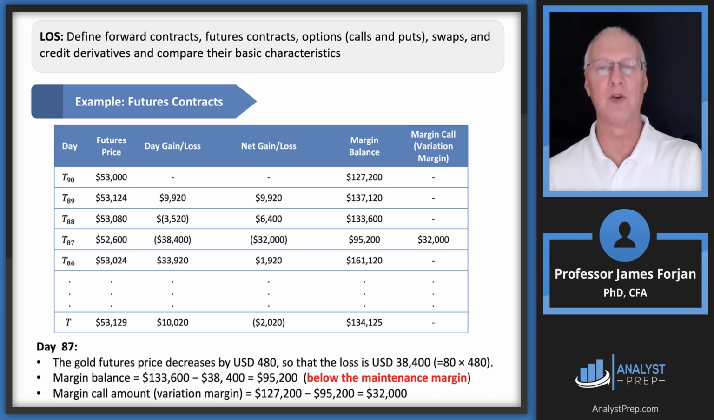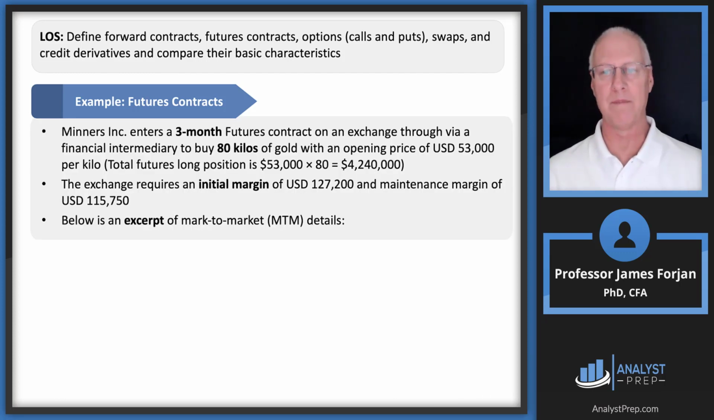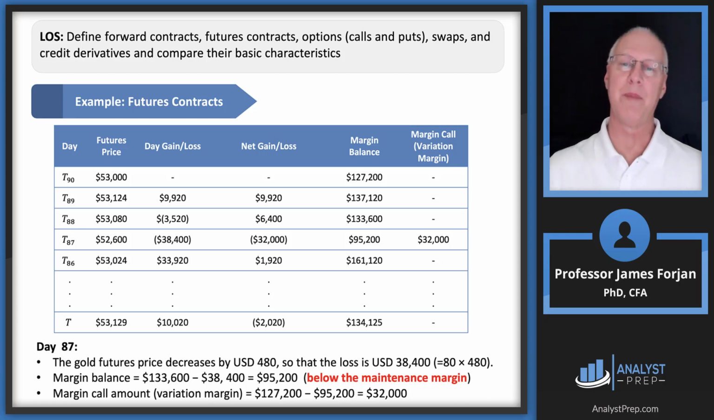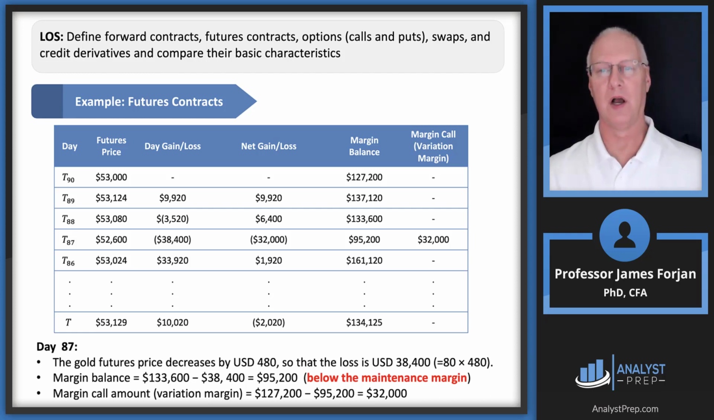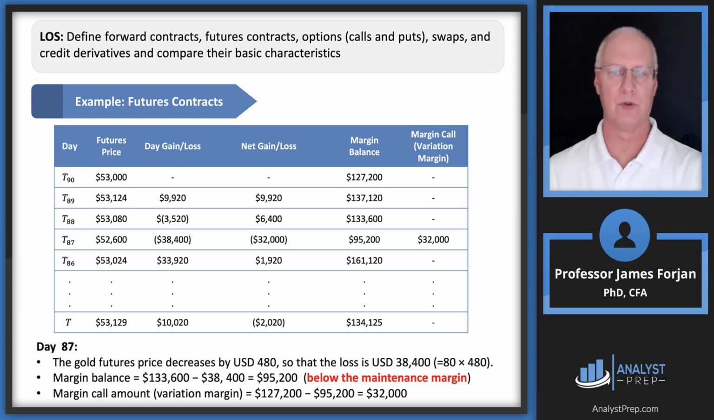So that's 32,000. So look at our margin balance. It's only 95,200. Well, that falls below our margin. Let me go back here. What was our maintenance margin? 115,750. So we need to go ahead and deposit $32,000, which gets us back up to the 127,200. You see how that works? The variation margin gets us back up to the initial margin.